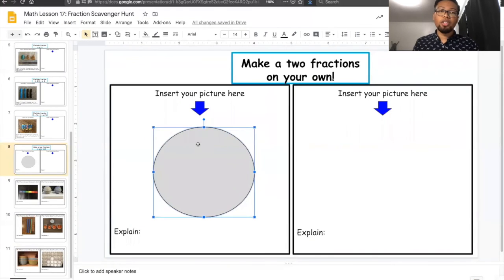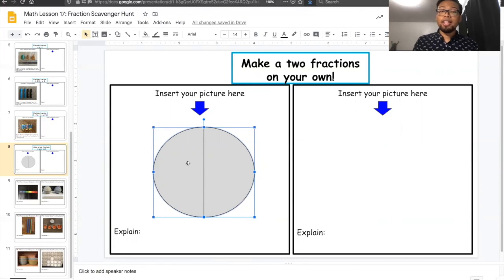So all you have to do is go ahead and make a circle, and then I'm next going to go here, make a line, and show 1/2. And so this can be 1/2, right? Because 1/2 is a circle, and I cut it in half. So you can draw a fraction if you do not have access to your camera or a computer at home. But I really would like you to go ahead and take pictures though.